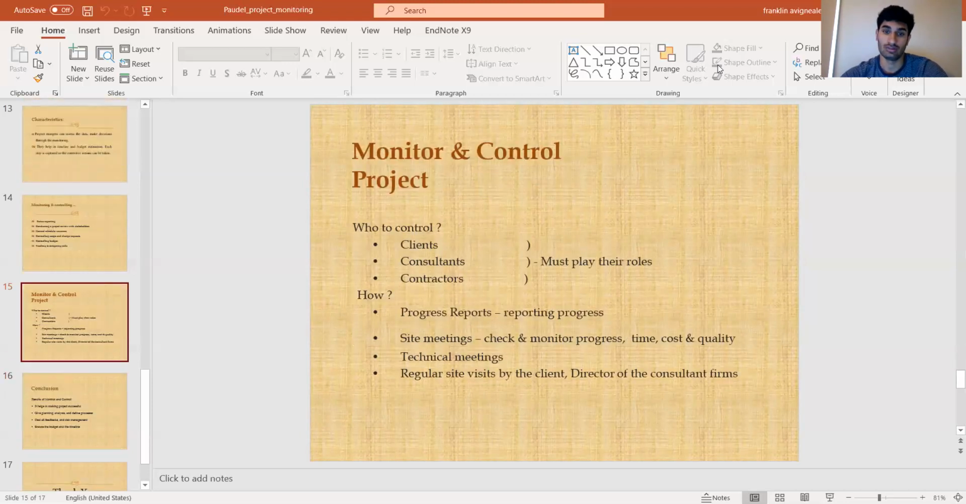So who to control? We have to control clients, consultants, and contractors, so that they play their roles in making the project successful. How can we control them? We can control them by analyzing reports and progress reports, conducting site meetings, checking and monitoring progress, time, cost, and quality, organizing technical meetings, and having regular site visits by the client and the director of the consultant firms. We can control clients and consultant contracts this way.